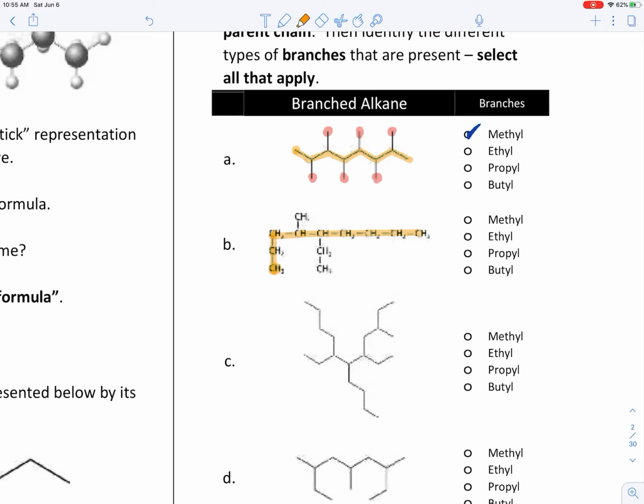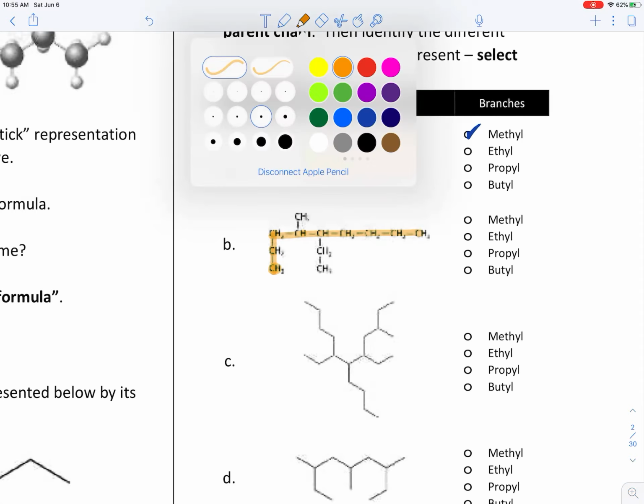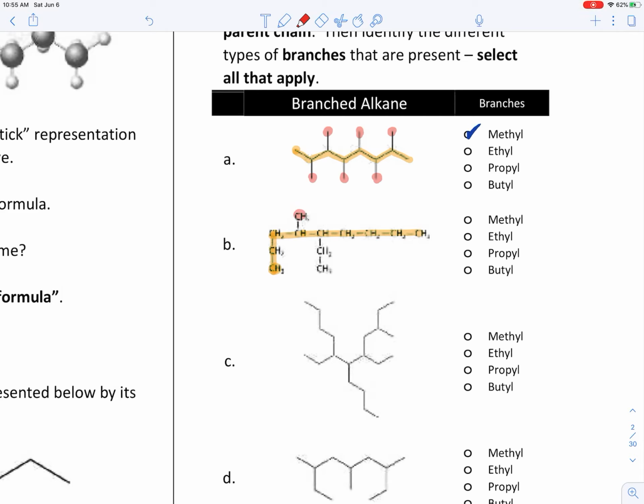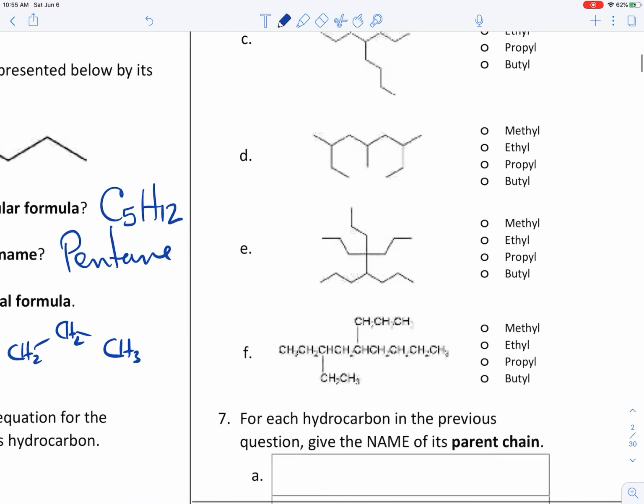So the 9 carbons means this is a nonane alkane. The branches are these things coming off. So we have a 1 carbon branch, and we also have a 2 carbon branch. The 1 carbon branches are methyl, and the 2 carbon branches are ethyl. All right, so I'll let you try the remaining examples there.